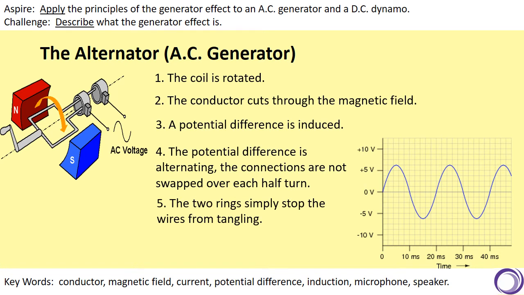The two rings that you see there, they simply stop the wires from tangling. They're not reversing the connections. They just allow the whole thing to rotate without you getting a big tangled mess. So that's the alternator, and the alternator produces alternating current.